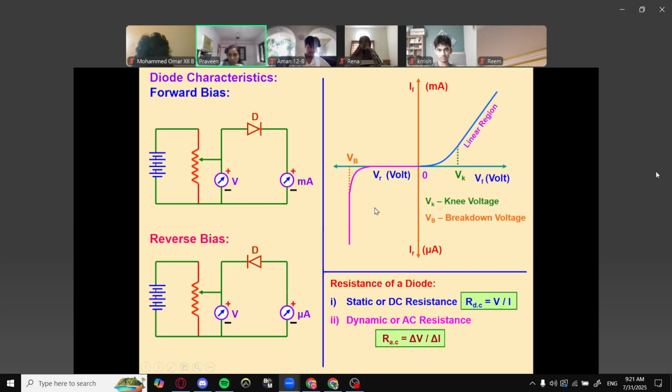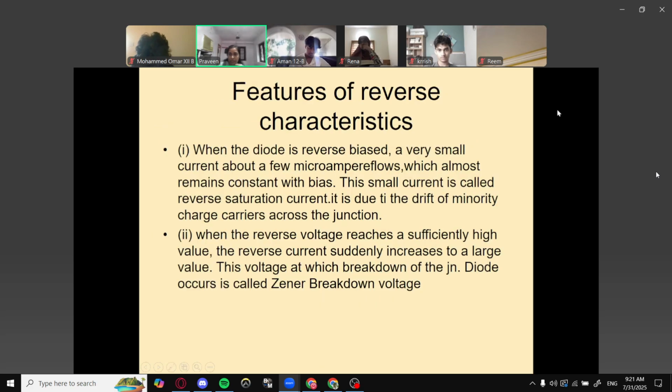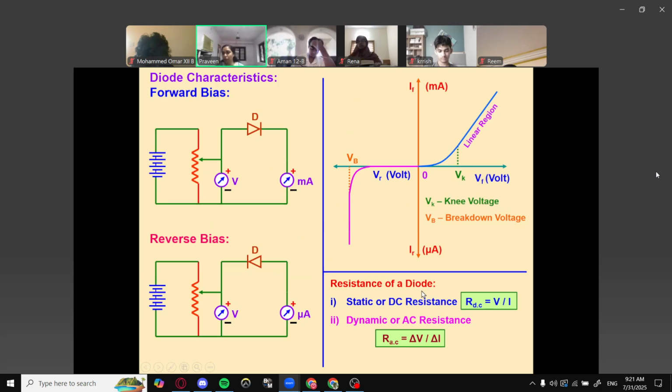Now you can see a small point over here, resistance of a diode. Write down this one, resistance of a diode, like static resistance, or we call it DC resistance. As per Ohm's law, you have the equation V by I. So if it is static resistance, you write it as V by I. Dynamic means whenever there is a continuous change occurring, that is called AC resistance, and that is given as delta V divided by delta I. Only these terms you have to remember.